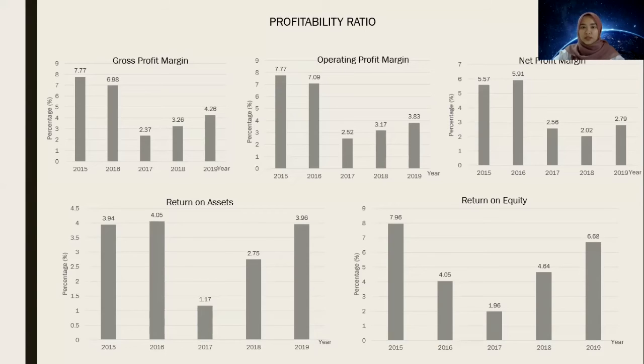And the last one in profitability ratio was return on equity. The highest ratio was recorded on 2015, which was 7.96%. And this means that the company is able to measure the ability of the firm to reward their shareholders by giving the dividends. And then I will pass to the next presenter, Naim.